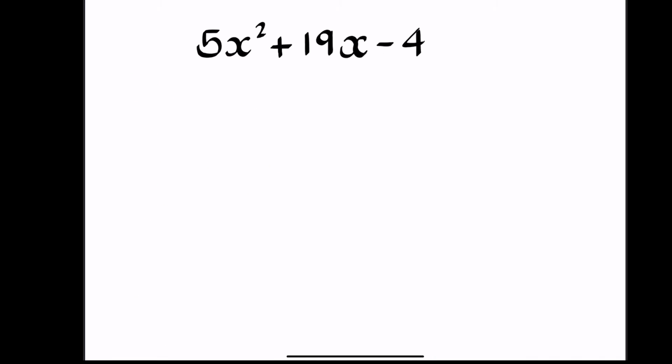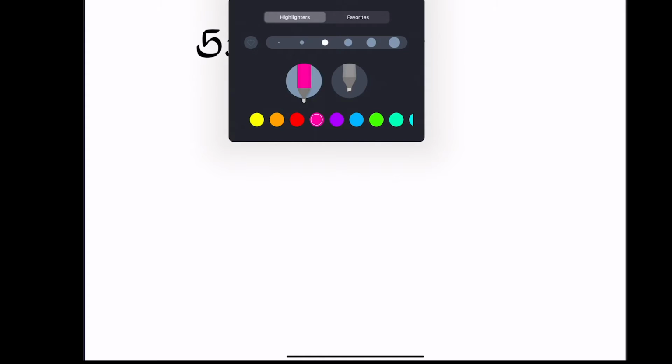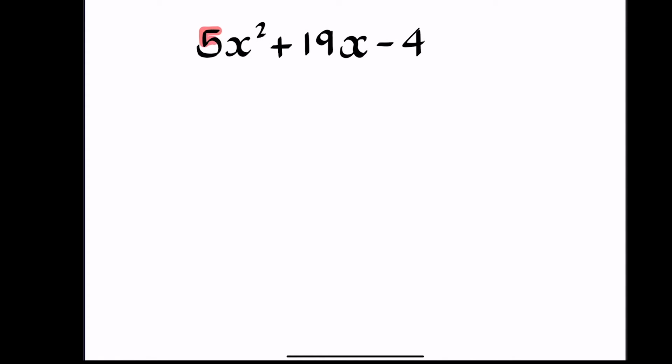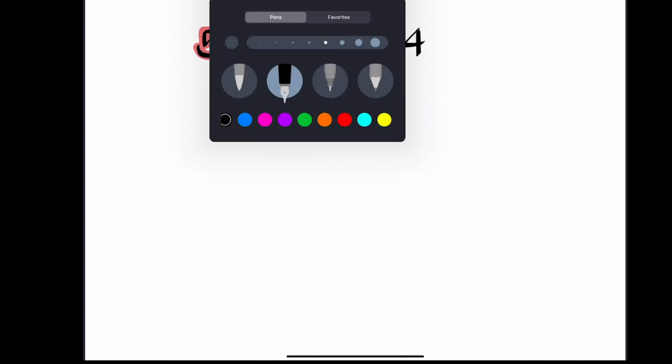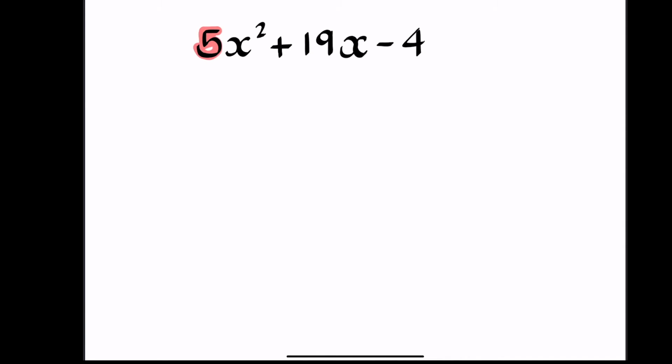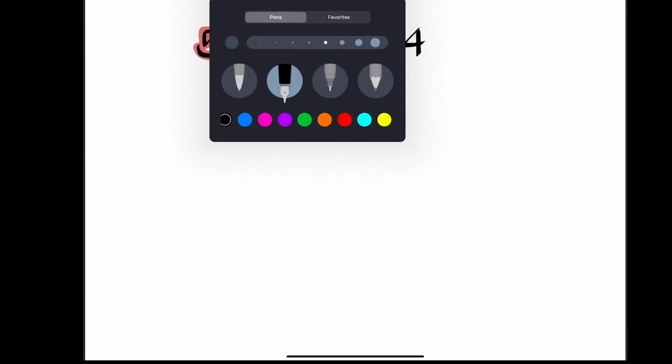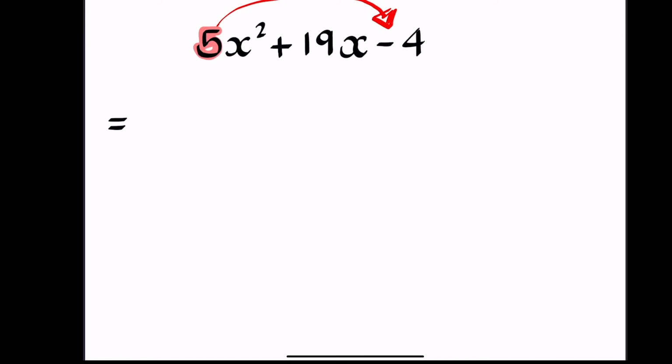If I look at my next example, I have a 5 in front of my x squared. So my first step is to take my a value and multiply it with my c value. So I'm going to take my a and multiply it with my c. So that's going to leave me with x squared plus 19x. 5 times negative 4 is negative 20.